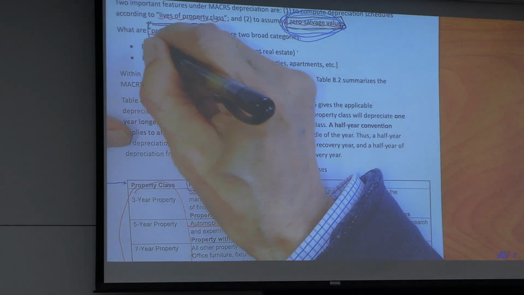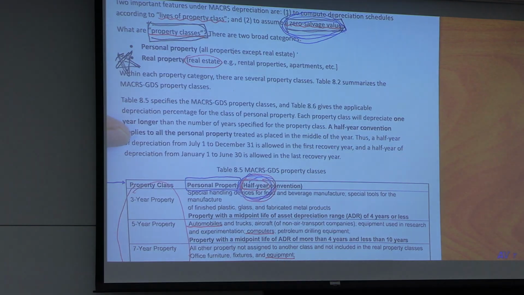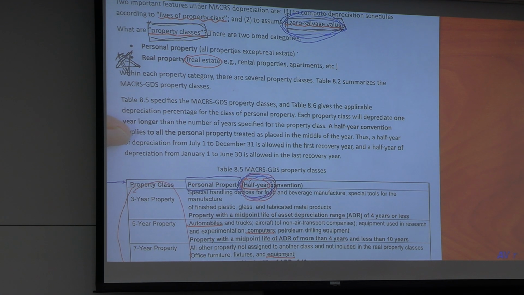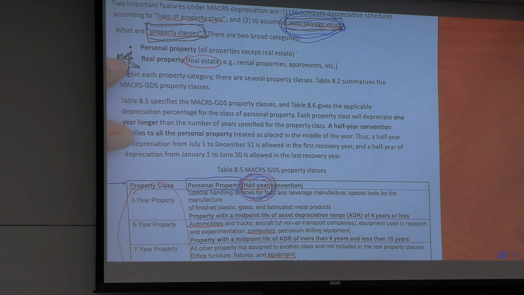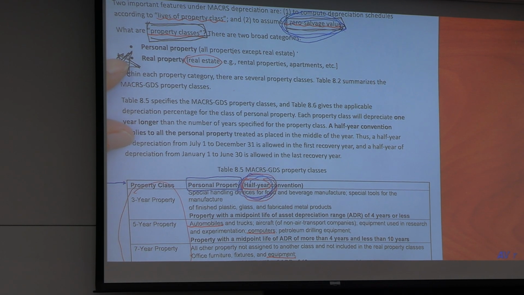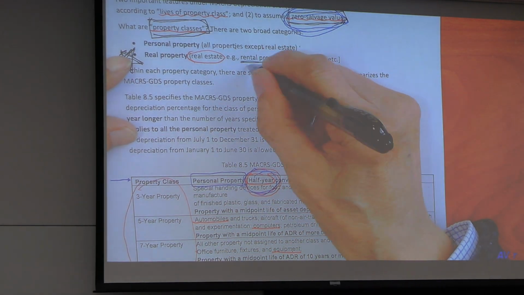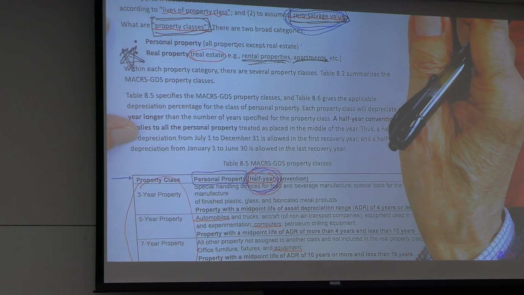Go back to page 48. Real property. You do not need that for the project. You do not need that for the depreciation assignment. You need that for the income tax assignment later. Rental property, apartment. Real property.